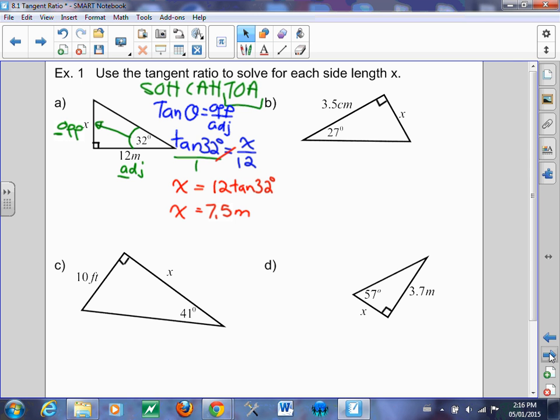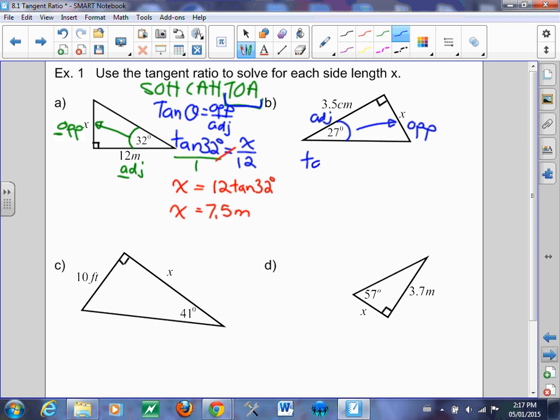Next example. Example B. Here is my angle of reference here. So across, this is my opposite. Okay? And this is my adjacent side. Again, I have no hypotenuse, but I'm not going to write it in. And again, I've got opposite and adjacent, so that tells me I'm using the tangent ratio.